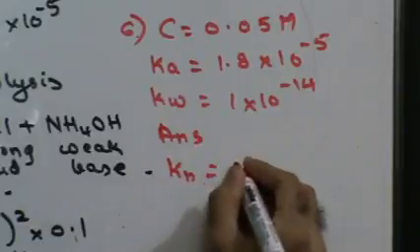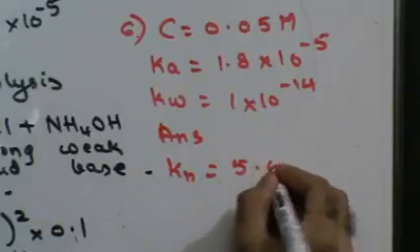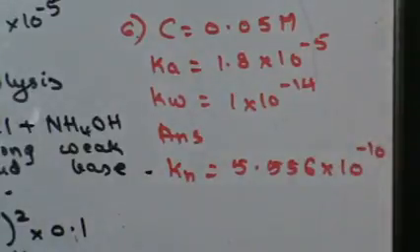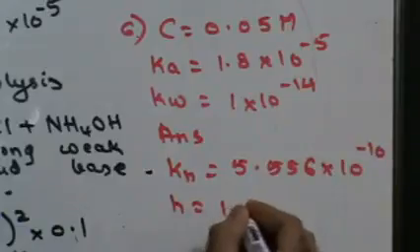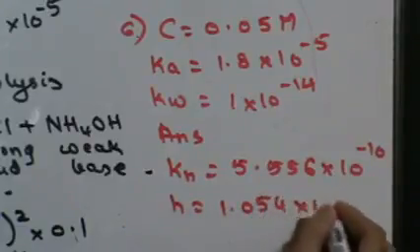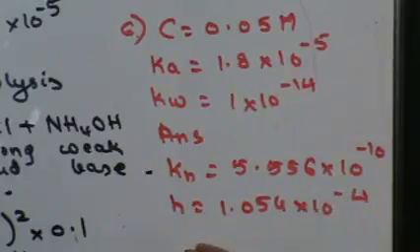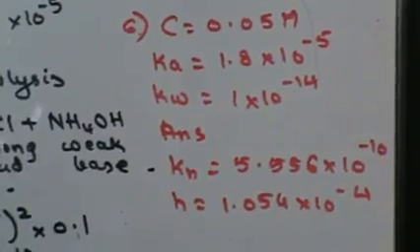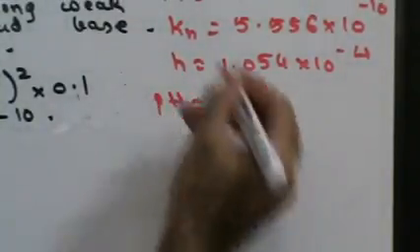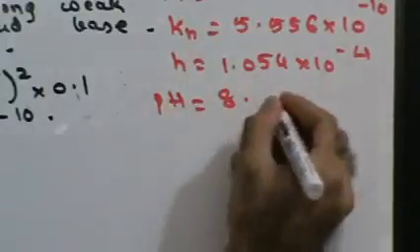Kh should be again 5.556 into 10 raised to minus 10. h is going to be 1.054 into 10 raised to minus 4 and they've asked you to find out pH. pH is going to be 8.721.